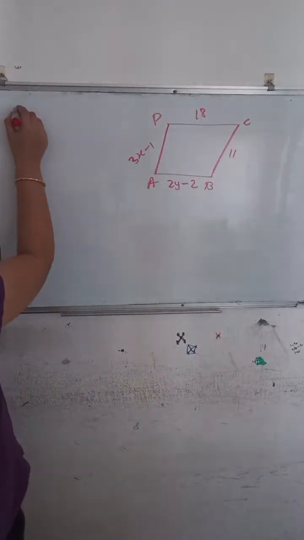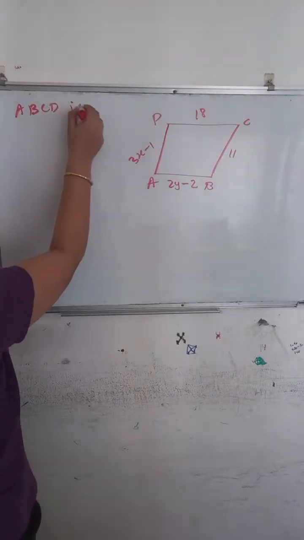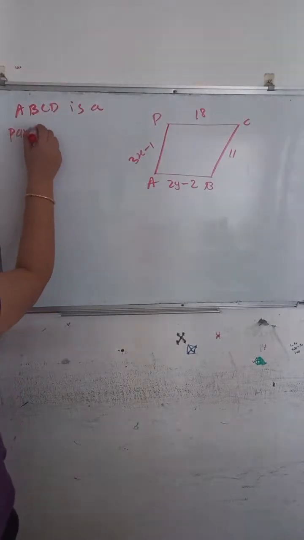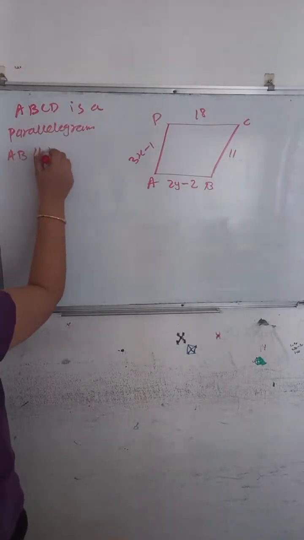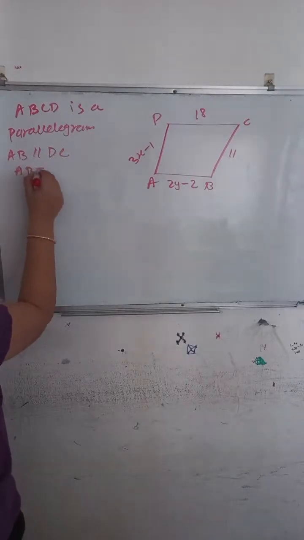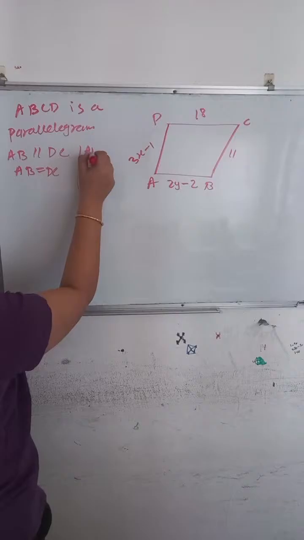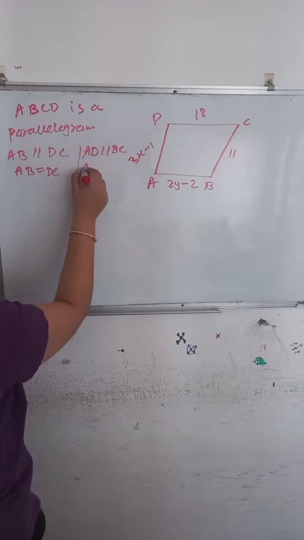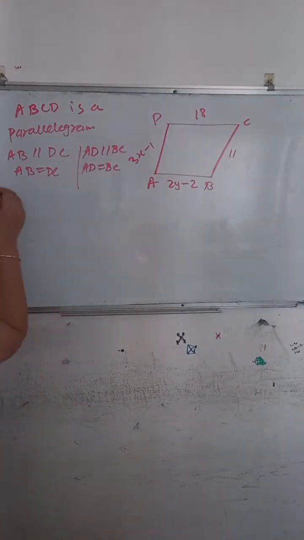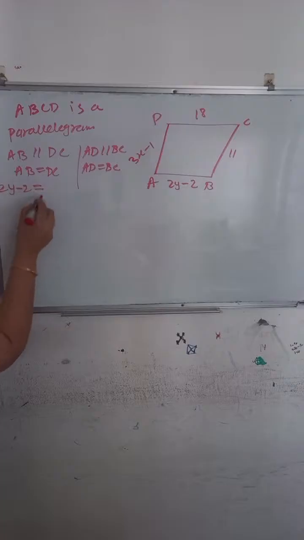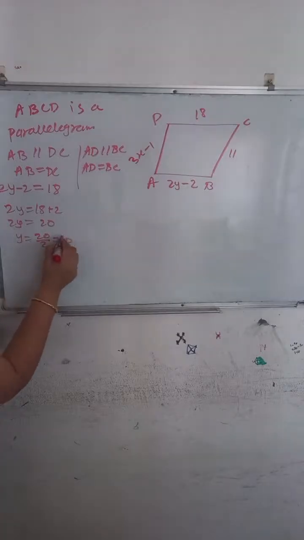ABCD is a parallelogram. That means AB is parallel to DC, and we can write AB is equal to DC, and AD is parallel to BC, that means AD is equal to BC. So AB is 2y minus 2, and DC is 18. So 2y is equal to 18 plus 2, that is 20. So y is equal to 20 by 2, which is 10.